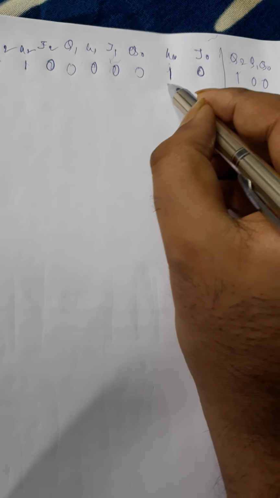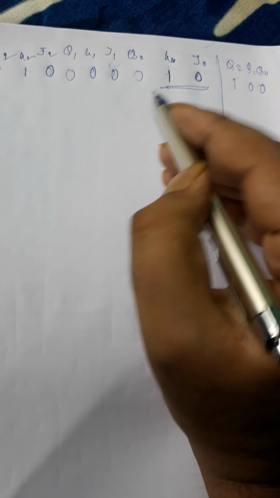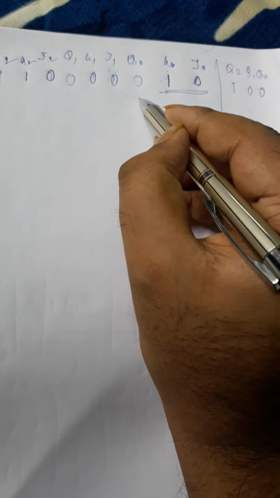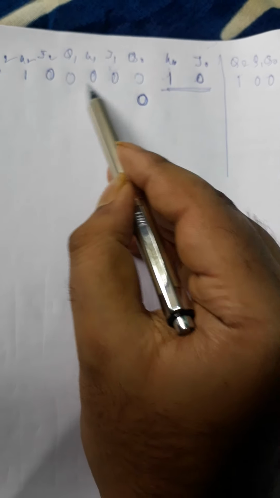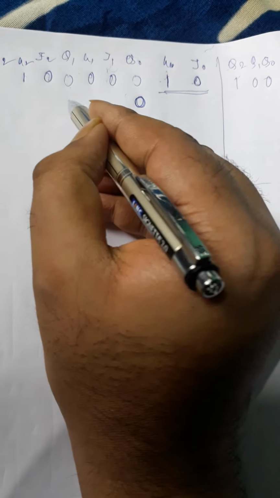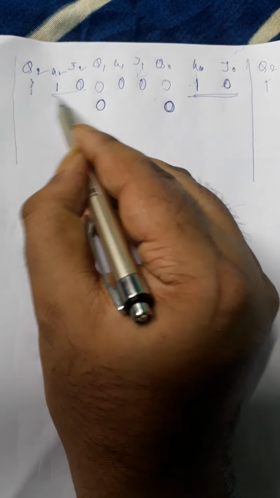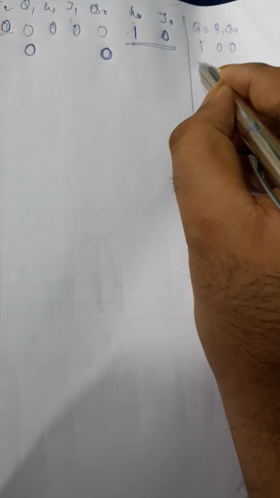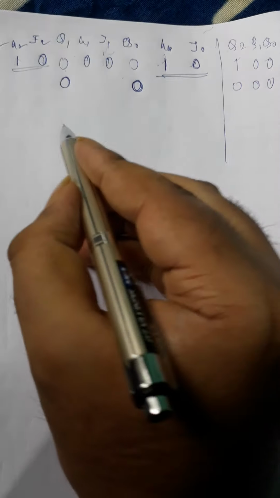Now we get to the next step. If it is 0, 0, then no change. If it is 0, 1, then the output follows J, so this should be 0. So Q2, Q1, Q0 would be 0, 0, 0. So after 4 it is becoming 0.